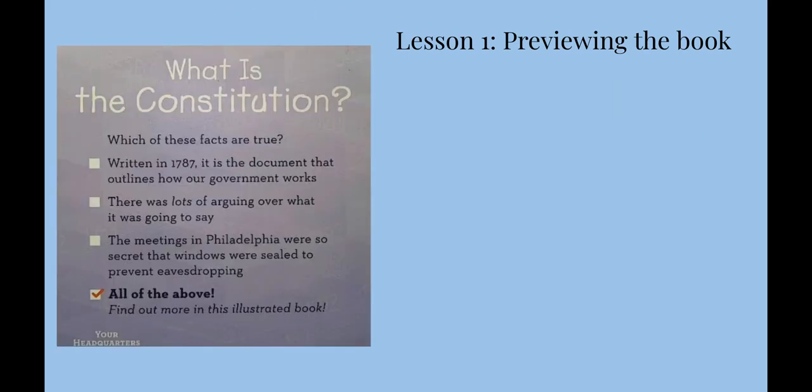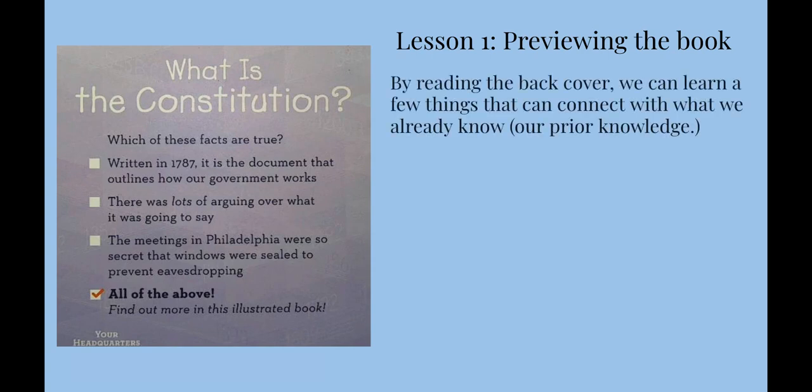All right, let's look over at the back cover. If you have your copy, you can look at the back cover too, but here's a picture of it. It says, What is the Constitution? If we read this back cover, we can learn a few things. Often a back cover has some information about the book so that you can decide if it's a book you want to read. It tells us some things about the Constitution. It says, which of these facts are true? And at the bottom, it says all of the above.